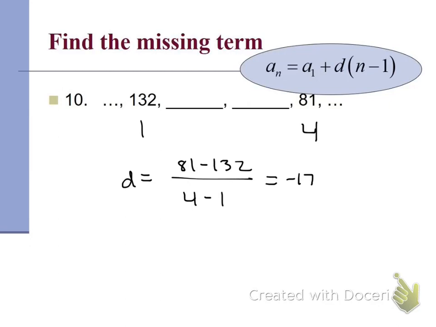No, I'm not asking. I'm asking for some. What's 132 minus 17? 115 minus 17, which is 98. And make sure you're okay. Is 98 minus 17 81? Good. Good. We okay with this?